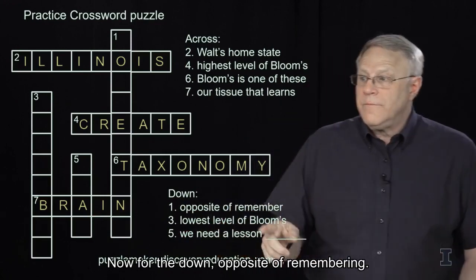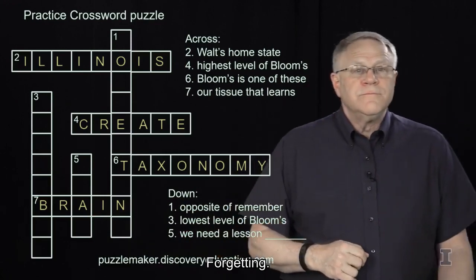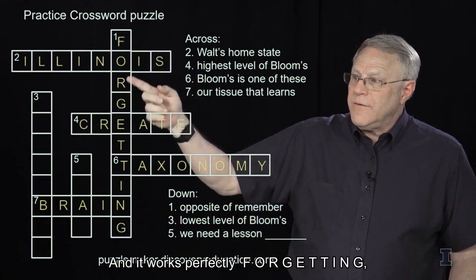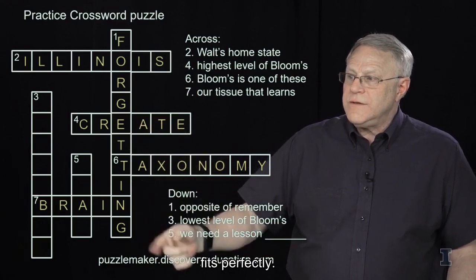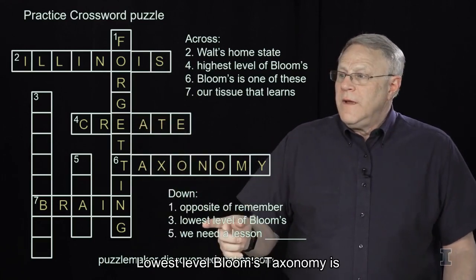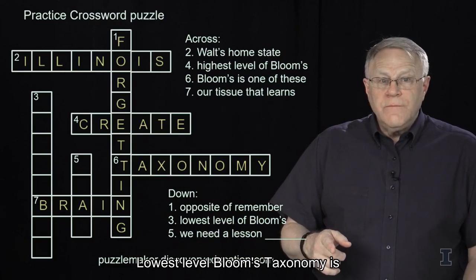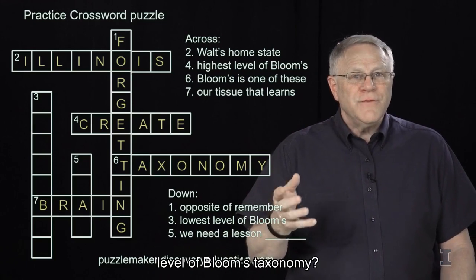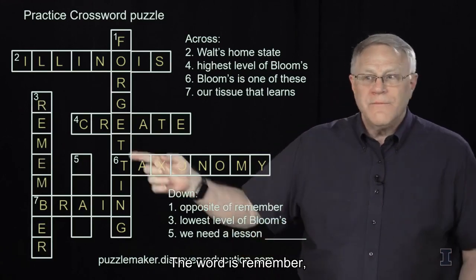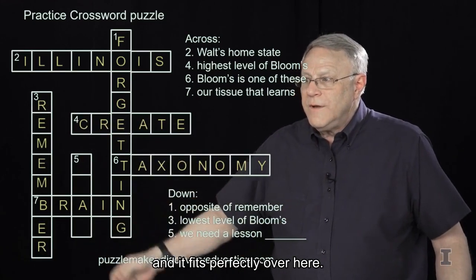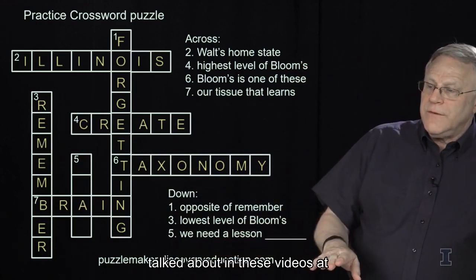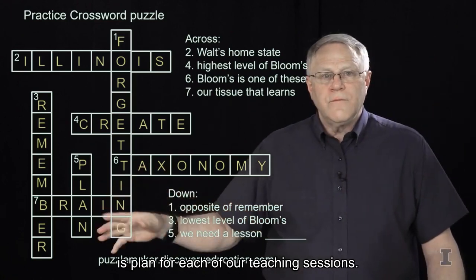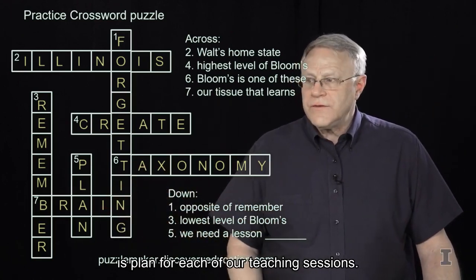Now for the down. Opposite of remembering. Forgetting. And it works perfectly. F-O-R-G-E-T-T-I-N-G. Fits perfectly. Lowest level of Bloom's taxonomy is, do you remember the lowest level of Bloom's taxonomy? The word is remember. And it fits perfectly over here. And then the final one, which we really haven't talked about in these videos at this point, is we need a lesson, and the answer is plan, for each of our teaching sessions.